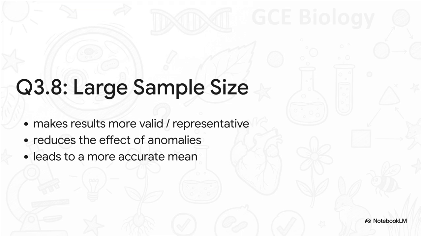And why on earth did the farmer use 500 chickens of each type? That's what 3.8 is about. Using a big sample size is just, well, it's good science. And the mark scheme rewards you for knowing why. It makes your results more valid or more representative. It helps to smooth out any weird results from oddball chickens, anomalies. And it just gives you a more accurate average or mean in the end.